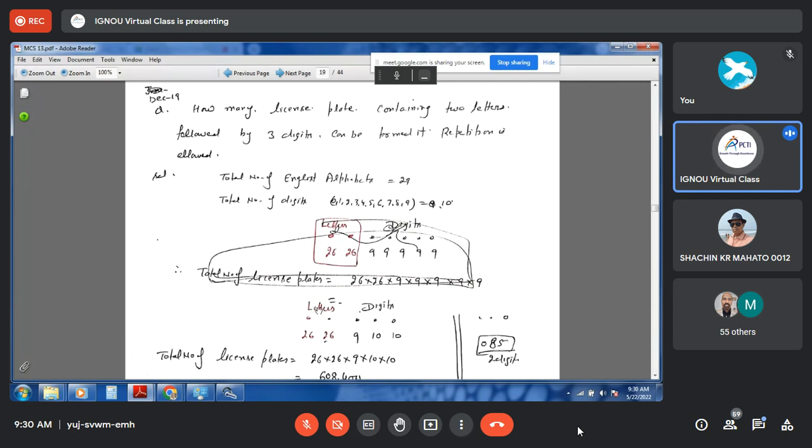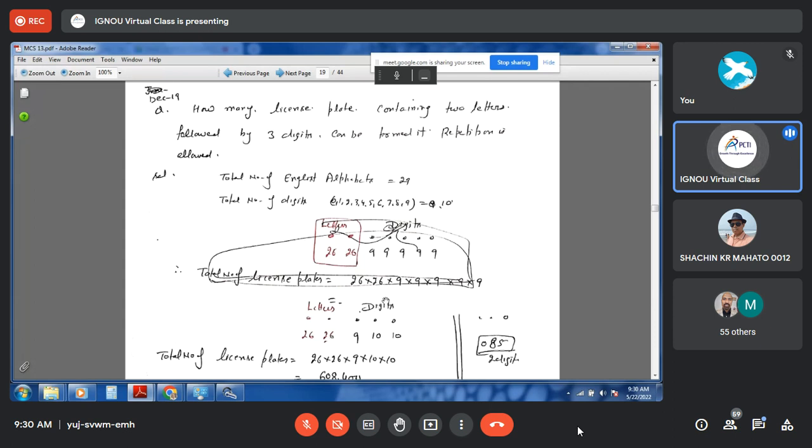In red pen we have taken the letters, and in black pen we have taken the digits. The requirement is 2 letters and 3 digits. The condition is that repetition is allowed. You have the 26 alphabets. For the first letter, how many options are there? 26. For the second letter, how many options? Again 26, because repetition is allowed.